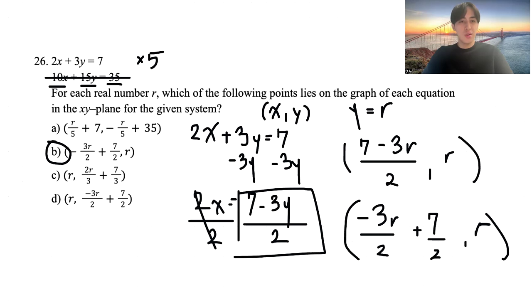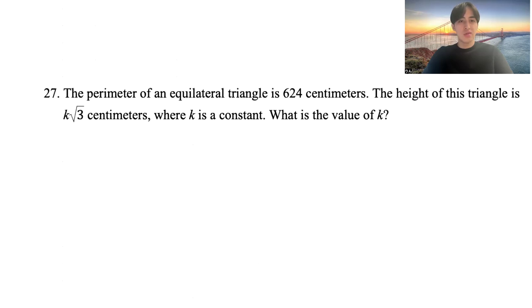So let's go on to the last question of this video. The perimeter of an equilateral triangle is 624 centimeters. The height of this triangle is k times the square root of 3 centimeters, where k is a constant. What is the value of k?